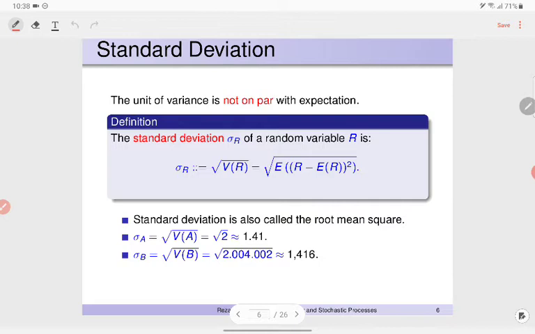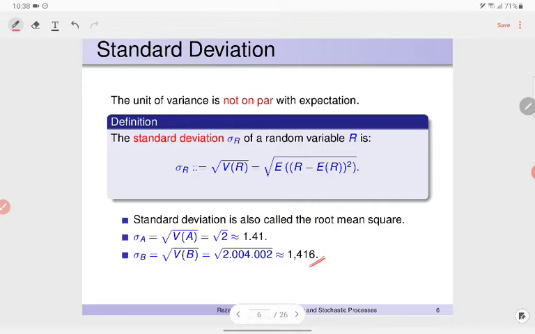For example, the standard deviation of game A is equal to the square root of 2, which is around 1.41, and the standard deviation of B is equal to the square root of 2,004,002, which is around 1,416. And you see, this is closer to the value of the random variable itself.